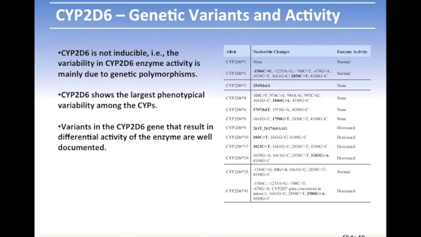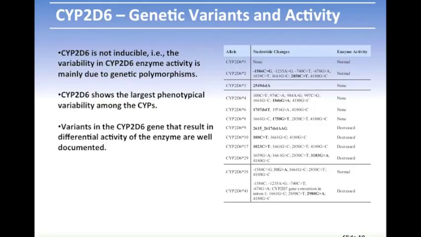Let's use the genetics of CYP2D6 as an example. CYP2D6 is not inducible. The variability in CYP2D6 enzyme activity is mainly due to genetic polymorphisms. CYP2D6 shows the largest phenotypical variability among all the CYPs, thus making it a great example. Variants in the CYP2D6 gene that result in differential activity of the enzyme are well documented.